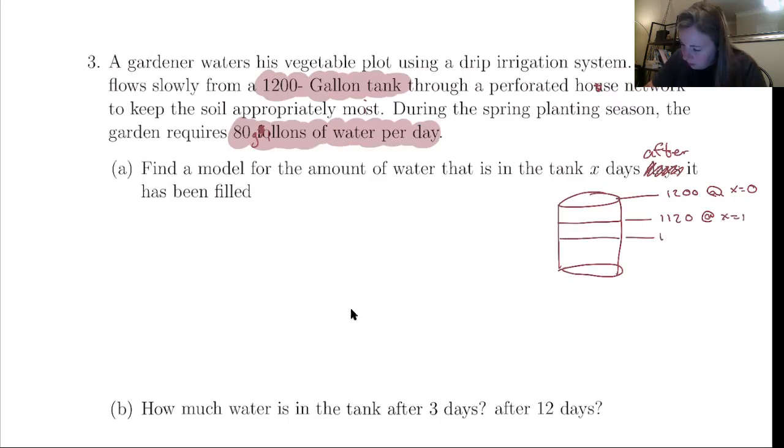Oh God, I have to do 40 at x equals 2, and so on until we get here. So let's call this, usually I would ask you guys your favorite letter, but let's do G for gallons. We're already given that our variable is X.